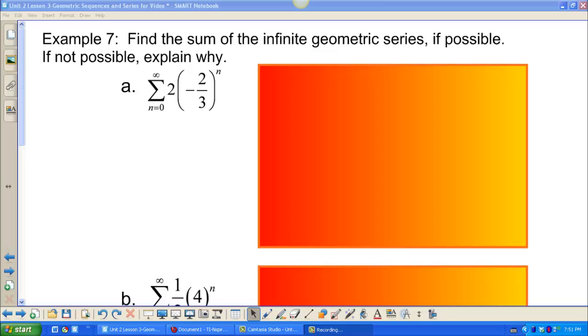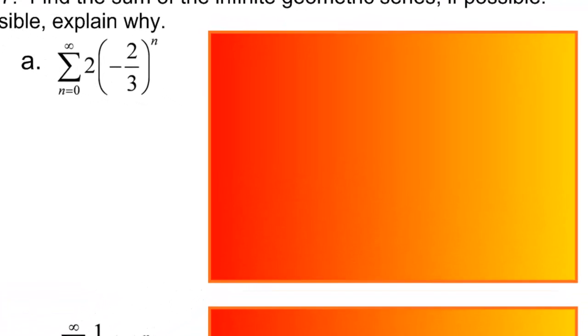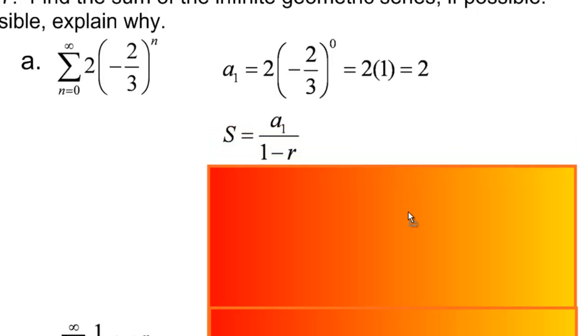In example 7, we're going to find the sum of the infinite geometric series if possible, and if not, we'll need to explain why. So when I look at A, I have the summation from n equals 0 to infinity of 2 times negative 2/3 to the n. You need to recognize that this is a geometric sequence because 2 is my initial value, my first term, and here's the work to prove that by putting in 0 for n. The common ratio to the 0 power is 1, and therefore I get 2 as my first term. And then negative 2/3 is my common ratio.